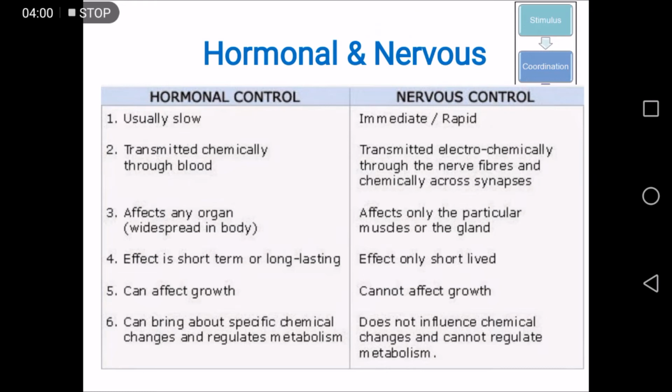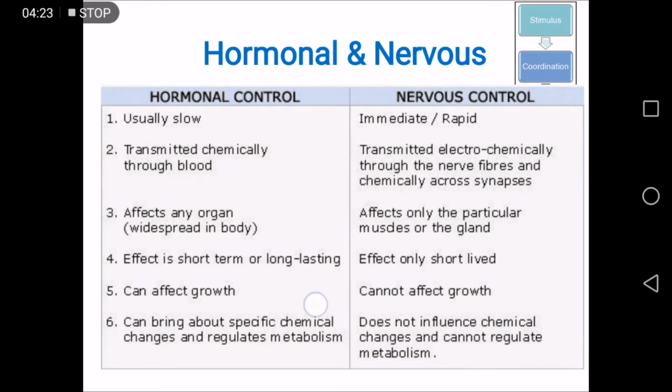As for nervous, of course this one you are very clear. It's one part only, one to one, that means from one stimulus it will go to one or two responses or effectors, but it's a very particular one. For example, if you want to run, it will go to the leg muscle. That's one. The effect is short term or long lasting.